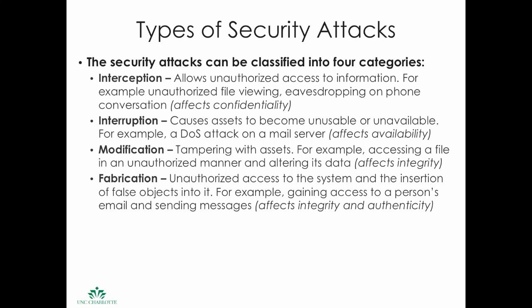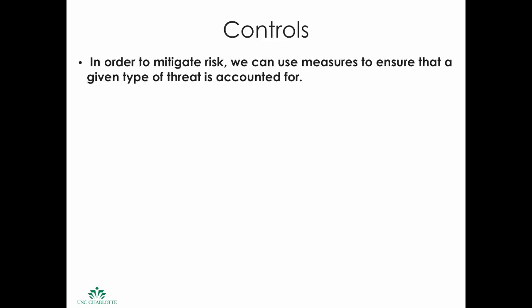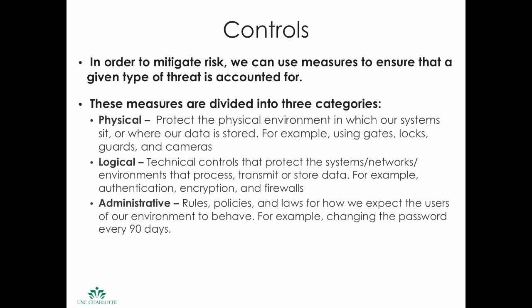Fabrication attacks allow unauthorized access to the system and the insertion of false objects into it. For example, gaining access to a person's email and sending messages on the person's behalf. And this makes the recipients of the messages believe that this message is indeed coming from the actual person, when it's actually not. So these attacks primarily affect the integrity and authenticity of the information. So in order to protect against these security attacks and mitigate the risks involved, we can use measures to ensure that a given type of threat is accounted for.